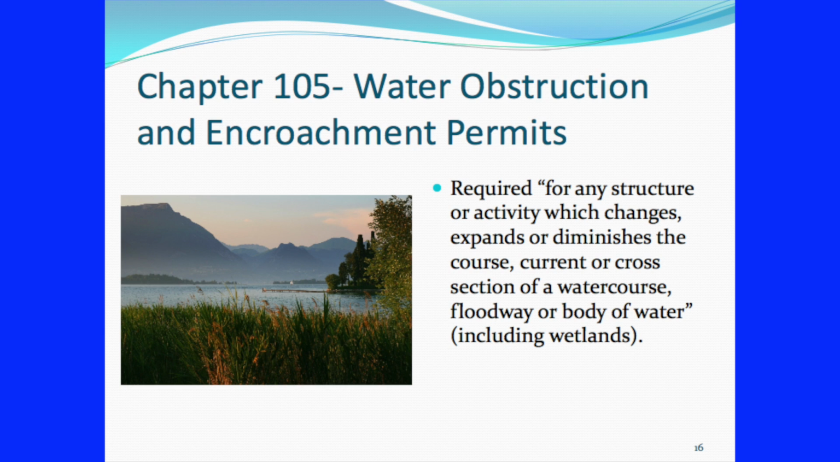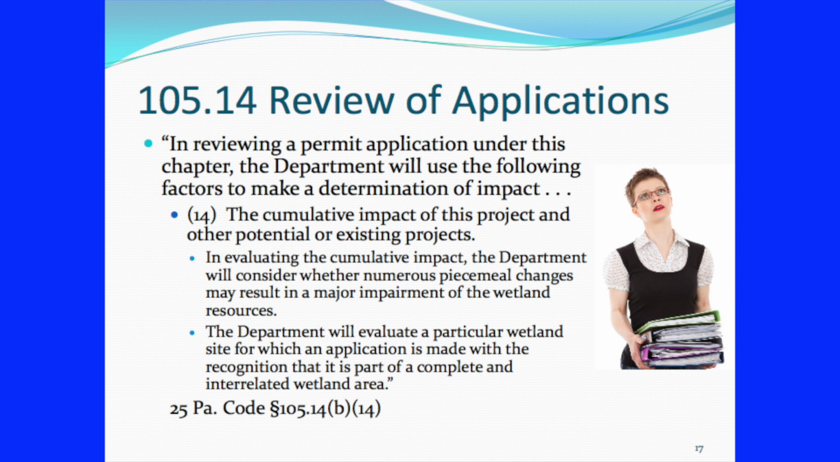Basically, if it's going to impact wetland or body of water. If it crosses the body of water, if you have a permanent impact, if you're putting a post down into a wetland, into a stream, you need a Chapter 105 permit under Pennsylvania law. So the cumulative impacts idea is built into Section 105.14 of the Pennsylvania regulations. It's 25 PA Code 105.14.